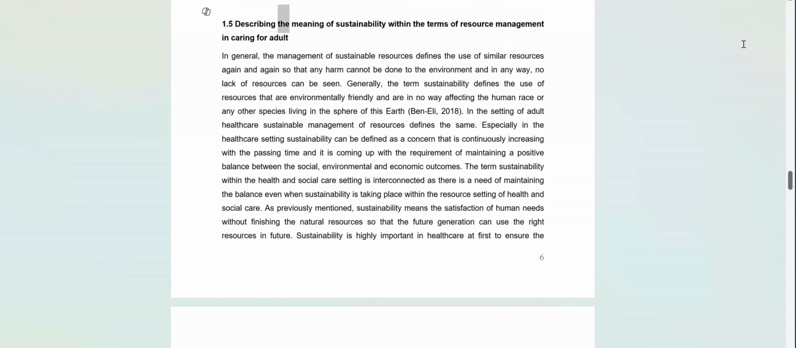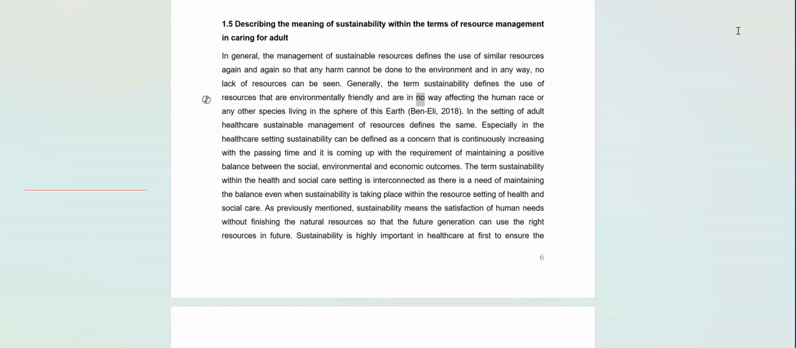1.5 Describing the meaning of sustainability within the terms of resource management in caring for adults. In general, the management of sustainable resources defines the use of similar resources again and again so that no harm is done to the environment and in no way can any lack of resources be seen. Generally, the term sustainability defines the use of resources that are environmentally friendly and are in no way affecting the human race or any other species living on this earth.